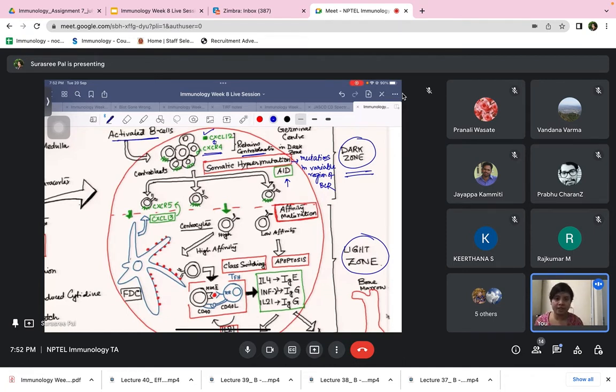Because of these repair processes, what will happen? There will be some mutations which will be introduced in this particular DNA fragment, right? And because of these mutations, there can be several things which can happen. Either the affinity of the B cell receptor will increase, or the affinity of the B cell receptor might decrease also, because these are random mutations. So obviously there is a chance that it will increase the affinity of the B cell receptor, or a chance that it can decrease the affinity of the B cell receptors, right?